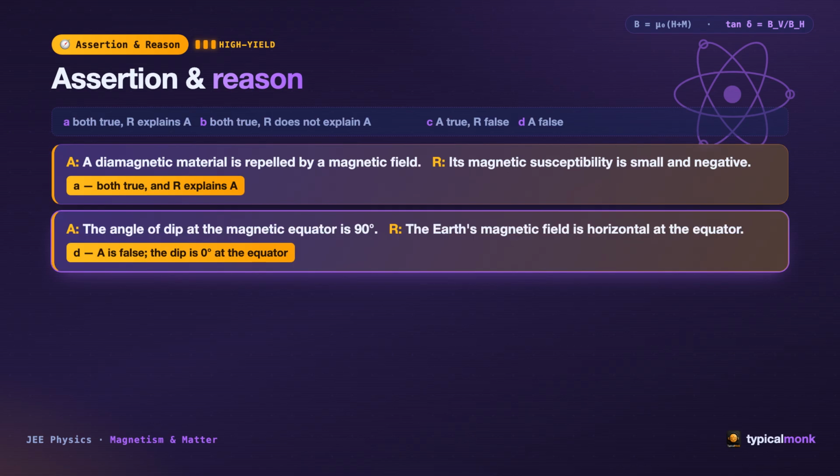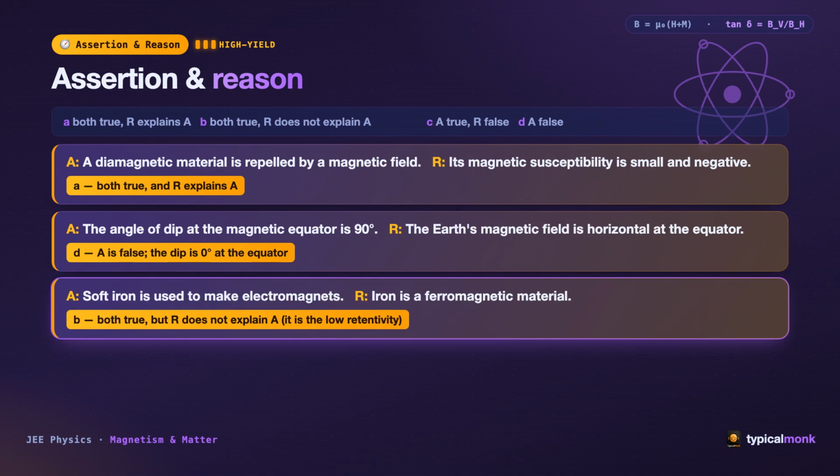Assertion: the angle of dip at the magnetic equator is 90 degrees. Reason: the Earth's magnetic field is horizontal at the equator. The reason is true, but the assertion is false. A horizontal field means the dip is 0 at the equator, not 90. The answer is D. Third pair.